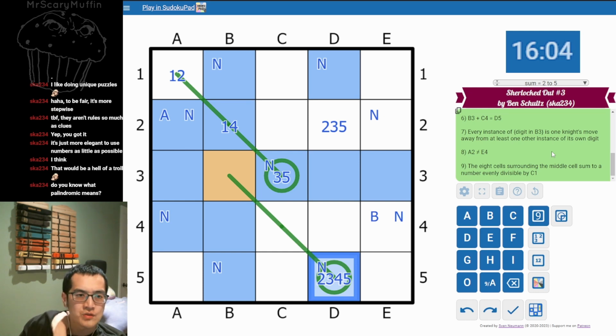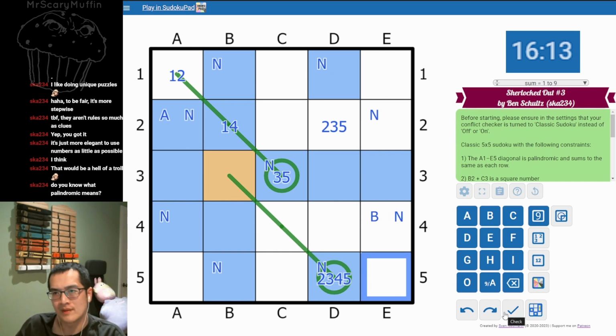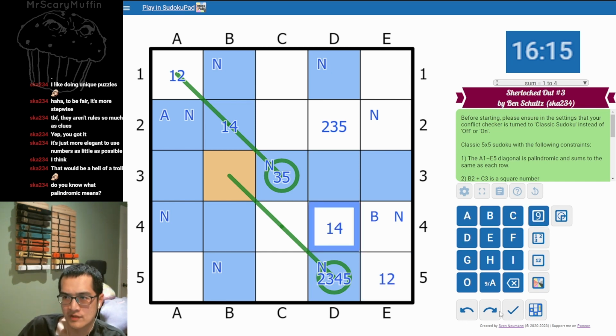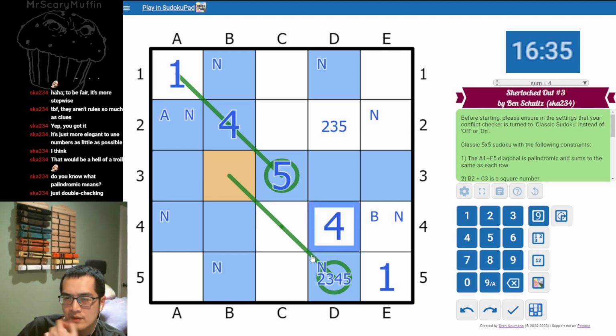Oh, palindromic. You know what? I didn't read that part. I was just thinking it sums up. So therefore it's a 5. I know what palindromic means, I just don't read. So all right. So this is a 5. 5 goes with a 4. Goes with a 1. That's a 1. That's a 4.